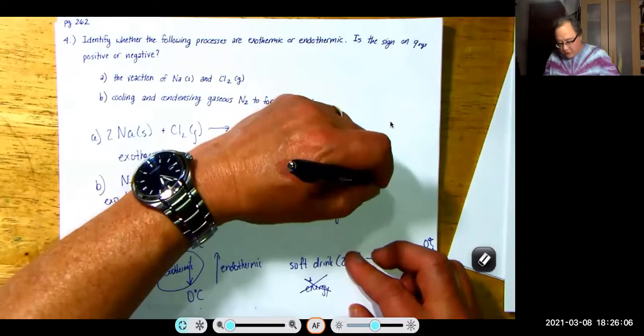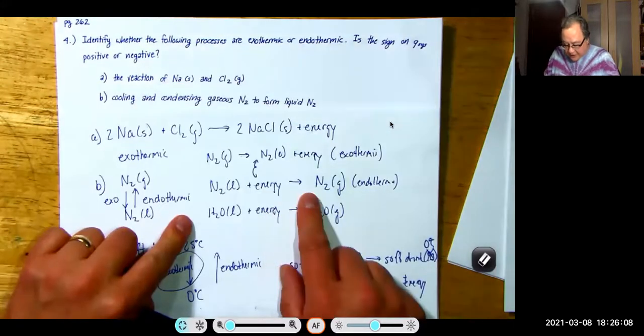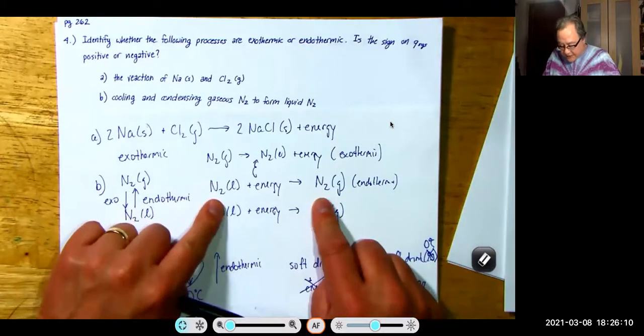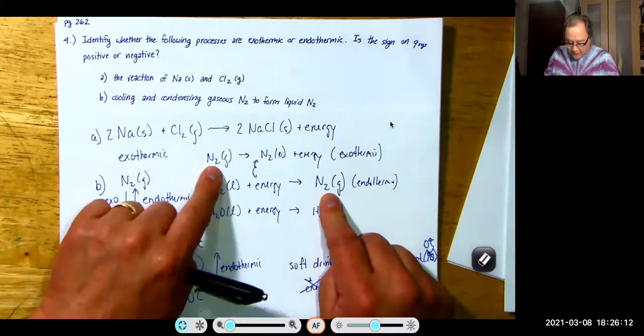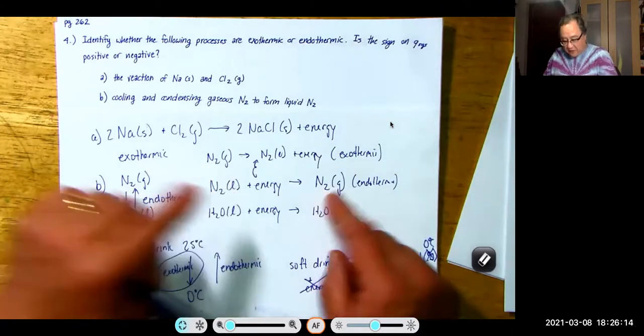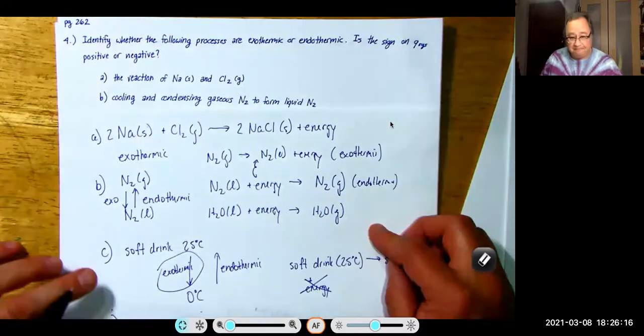And the reason you can write the reaction in reverse like this, where the reactants become the products and the products become the reactants, is because of the law of the conservation of energy.